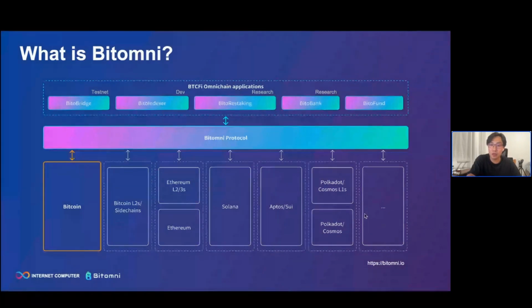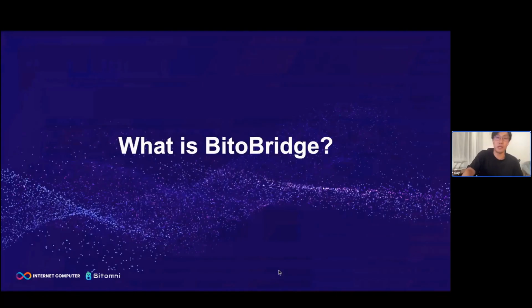And there are also Polkadot and Cosmos, these kinds of layer 0 blockchains, and some of the layer 1s within those ecosystems. Another particularly interesting category would be Bitcoin layer 2s or sidechains. I will show it in the BitoBridge demonstration, but we have integrated some of the Bitcoin layer 2s. Okay, so this is a high-level overview of Bitomni.